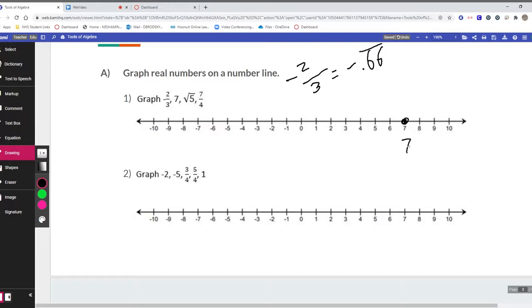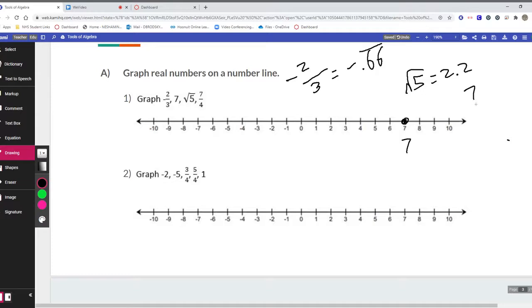And 7, I don't really need to punch 7 in my calculator. I know where 7 goes. However, square root of 5. I know the square root of 4 is 2. The square root of 9 is 3, so it's probably 2 point something. But I'm going to get my calculator out here, and I'm going to punch in the square root of 5. And the square root of 5 is 2 point, we'll just go with 2.2. That'll be plenty specific for us.